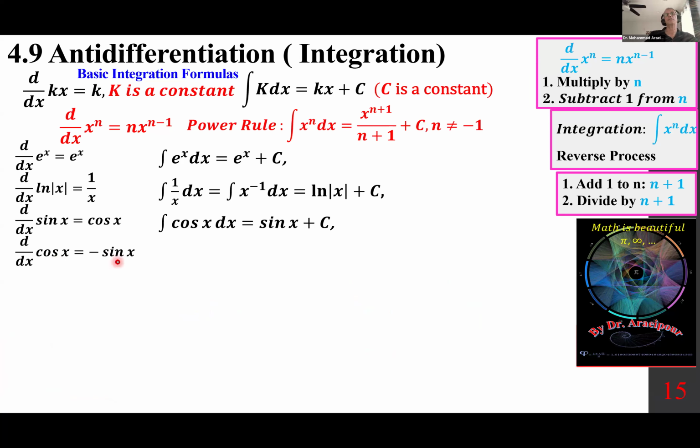Cosine, the derivative is negative sine. So the integral of negative sine is cosine, but we're not going to put the negative there. We're going to put the negative on the other side. So the integral of sine x dx must be minus cosine x plus a constant.